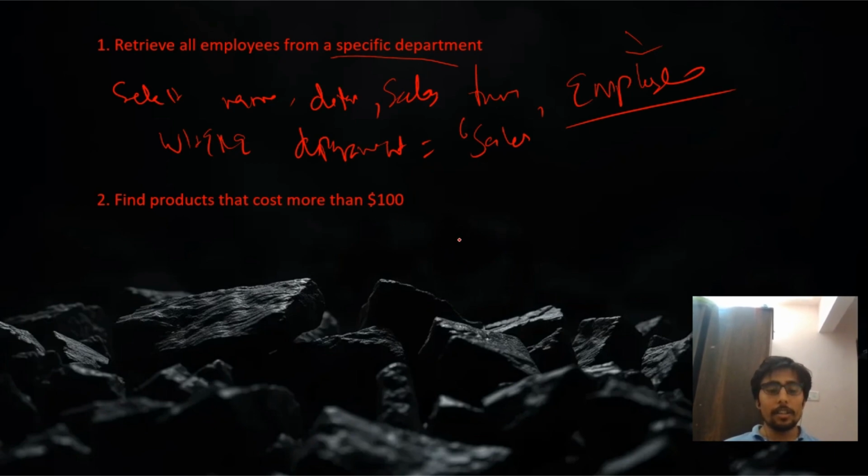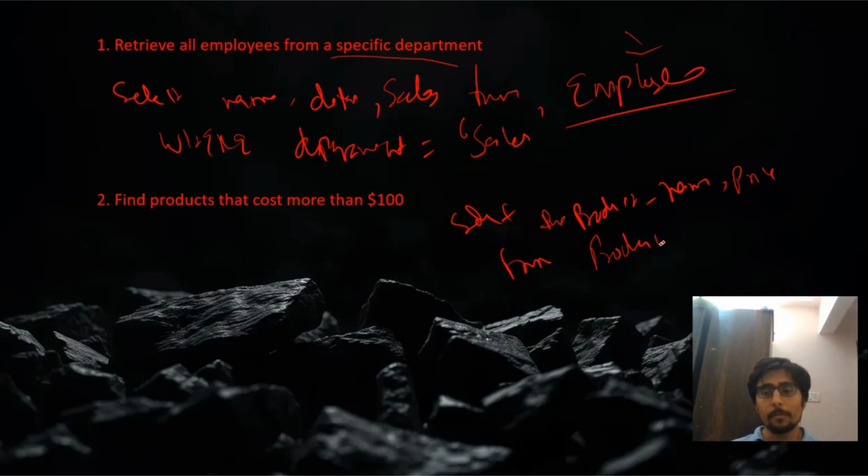Now we'll understand the other example, the second one. Find products that cost more than $100. So what can we write for product? Select product name, let's say. Product name. Select product name, and what can we write? Price also we can take, right? And from table name, what table name can we take? Let's say the table is product itself.